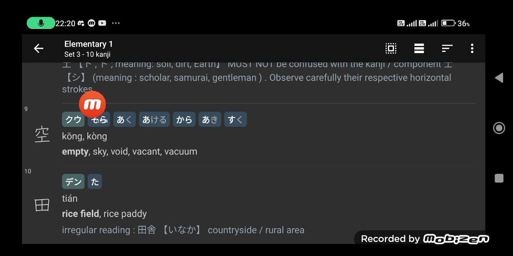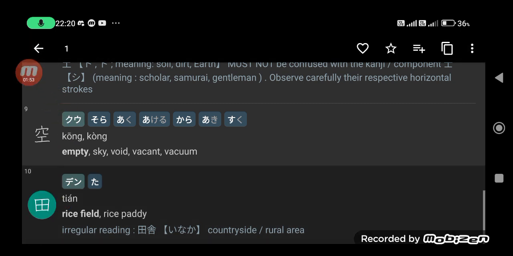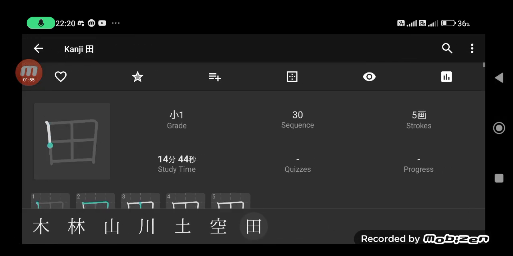Last time we discussed air, or sky, or being empty. This time it's about this, still related to nature: rice field or rice paddy. Then ta. Well then, this is an easy topic, minasan. Let's begin. Please take note of the stroke order.